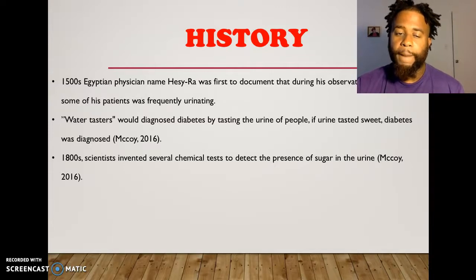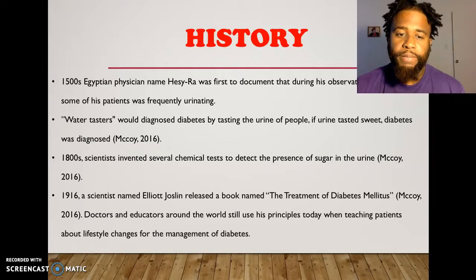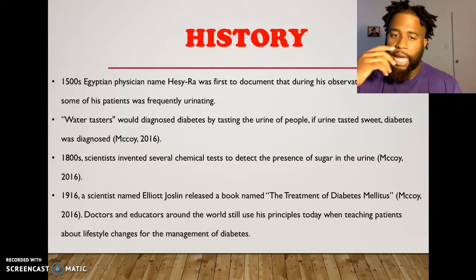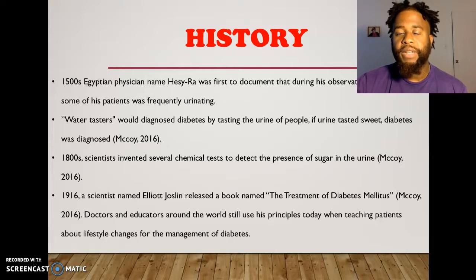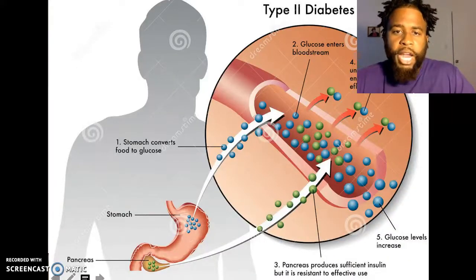In the 1800s, they finally came up with chemical tests to detect the presence of sugar in urine. In 1916, there was a scientist named Elliott Joslin, and he wrote his book called The Treatment of Diabetes Mellitus, and all his research and everything paid off. To this day, doctors and educators still use the same blueprint for diagnosing and educating about diabetes. In this diagram, I'll be explaining how type 2 diabetes affects your body.